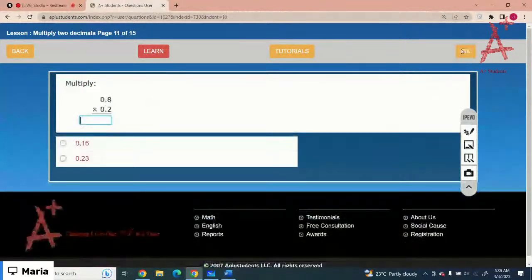0.8 times 0.2. 0.8 times 0.2. It is 0.16. Got it?